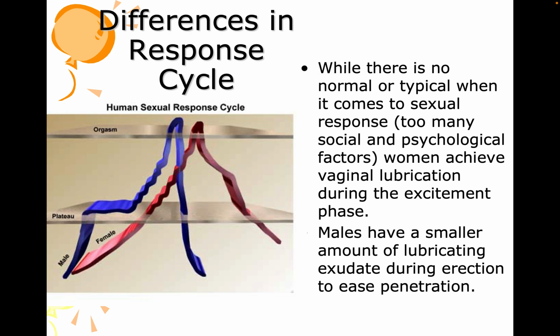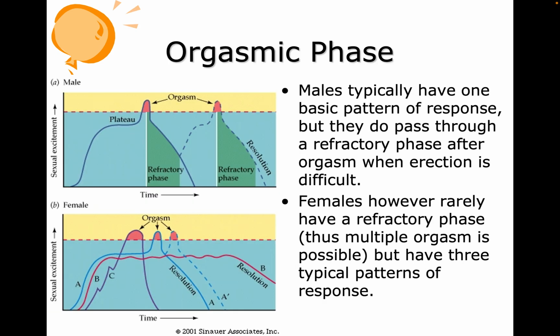Women achieve vaginal lubrication during the excitement phase. Males have a smaller amount of lubricating exudate during erection to ease penetration. Males typically have one basic pattern of response, but they do pass through a refractory phase after orgasm when erection is difficult. Females, however, rarely have a refractory phase, thus multiple orgasm is possible, but have three typical patterns of response. And these are the three typical patterns of response, A, B, and C.